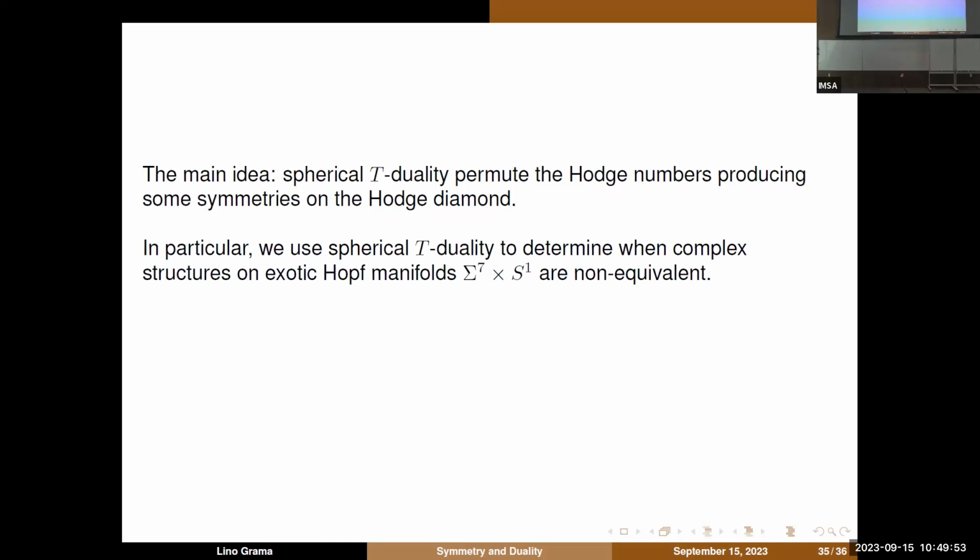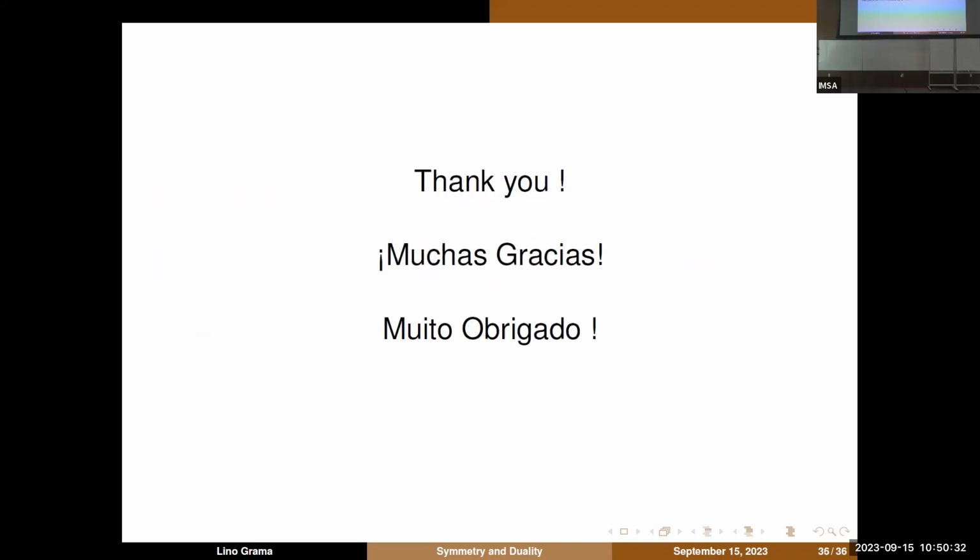And in particular, we use this T-duality to determine when the complex structures on exotic Hopf manifolds are non-equivalent. And this gives an answer to the question proposed by Brieskorn and Van de Ven. Actually, in the paper of Brieskorn and Van de Ven, they left this question to investigate more, because they just detected complex structure on this exotic space, but did not go further. And here we can detect it by the Hodge numbers. We can also compare these complex structures on this exotic space. Okay, thank you.